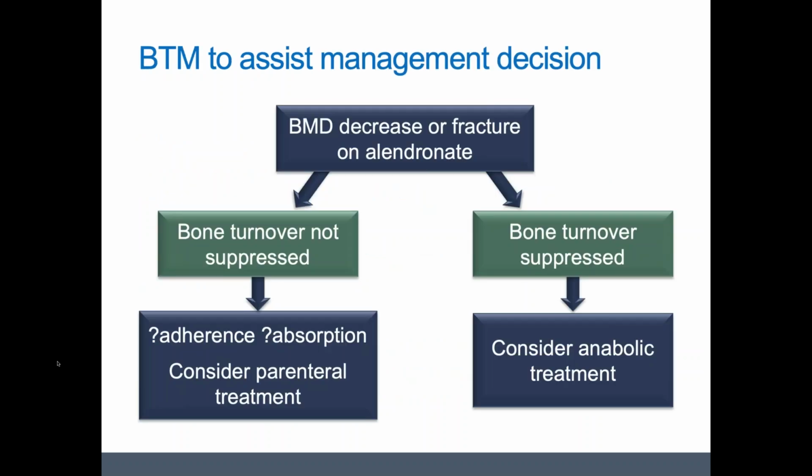Good. Just one other comment while we're talking about what we do with patients is that sometimes while we're monitoring patients, they have a fracture, or we've measured their bone density and they've had a decrease. And then the question is, what do we do? Well, bone turnover can be helpful there, because if it's not suppressed, we might go along and give them a parenteral treatment like zoledronate or denosumab. And if the bone turnover marker is suppressed, we might go ahead and give them an anabolic treatment like teriparatide.